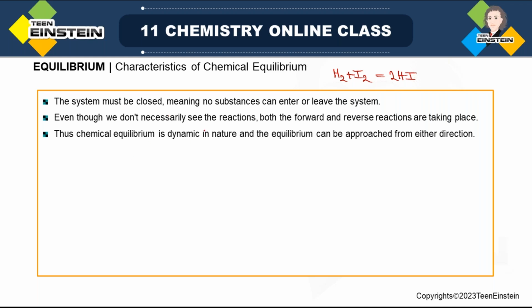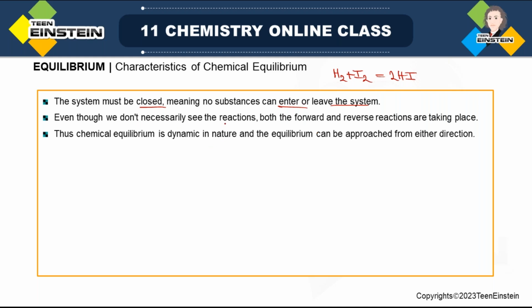The system in which the reaction is occurring, for which we are talking about the chemical equilibrium, that system must be closed in nature. That means no substance can enter from outside or leave from the system. That is not allowed. So if we want to have equilibrium condition, we have to take care of this fact.